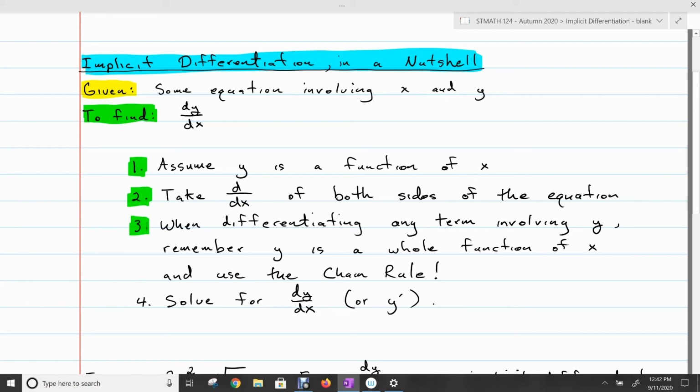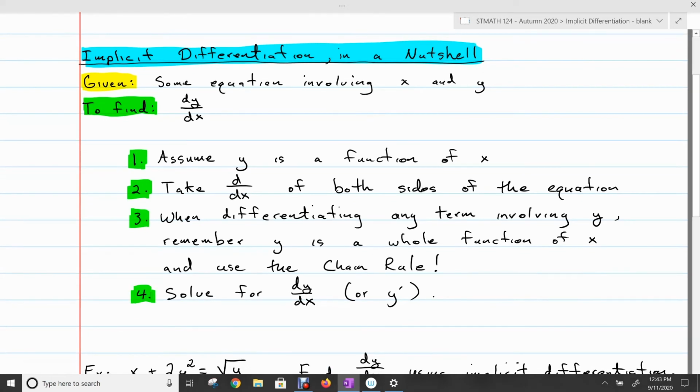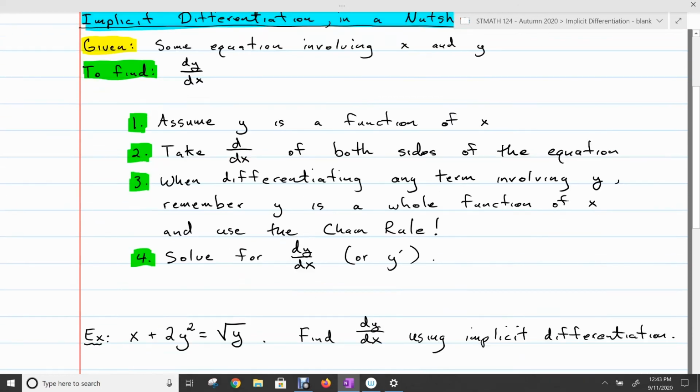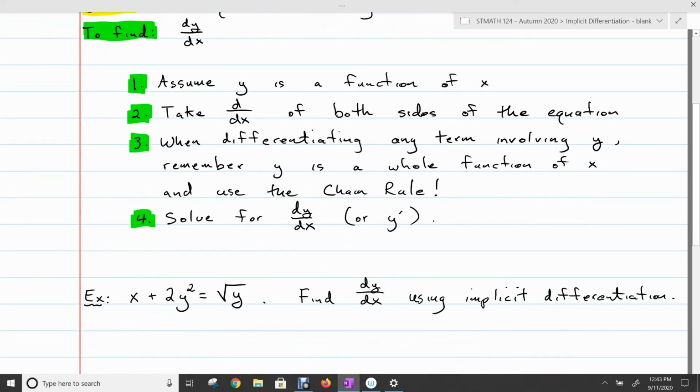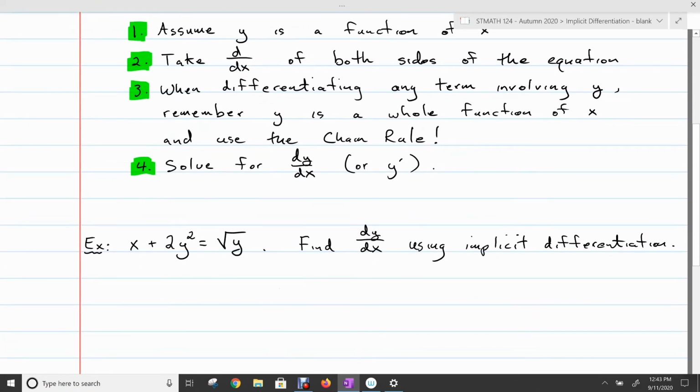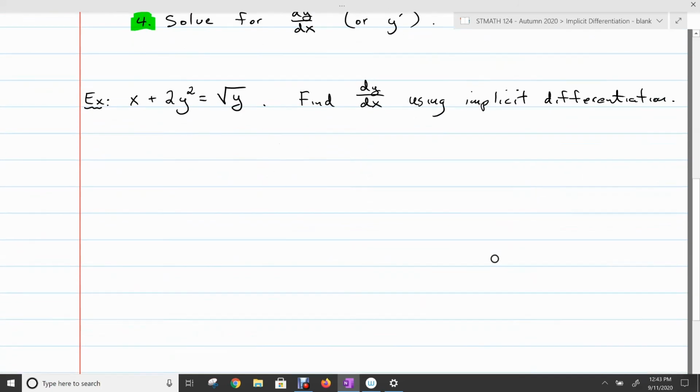Step 3, as you're differentiating both sides of that equation, anytime you run across the y, you've got to remember, hey, y is a whole function of x, and use the chain rule appropriately. So when you use the chain rule on that term involving y, you're going to see the term dy dx, or y prime, pop out. And then the last step is simply to solve for the derivative that popped out from the differentiation process in step 3. So solve for dy dx. Step 4 is just an algebraic step of solving for dy dx, or y prime, whatever you're calling it. So let's see how this goes in practice.